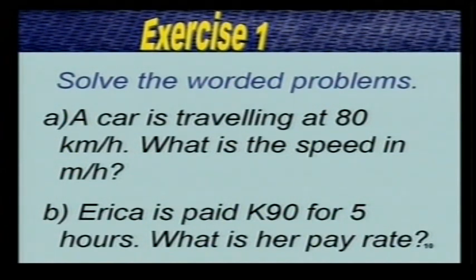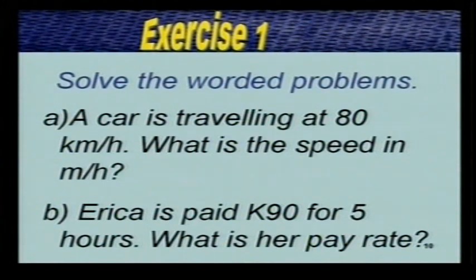1,000 meters. Yes, 1,000 meters in 1 kilometer. So if it's 80 kilometers, change it into meters. If you have to change 80 kilometers into meters, what are you going to do? Times by?